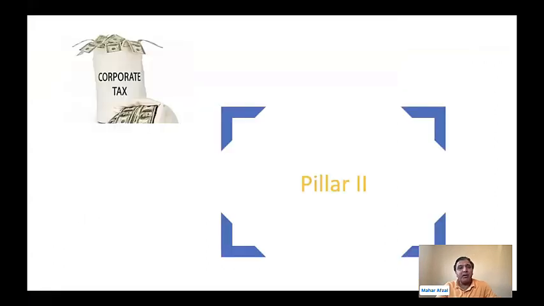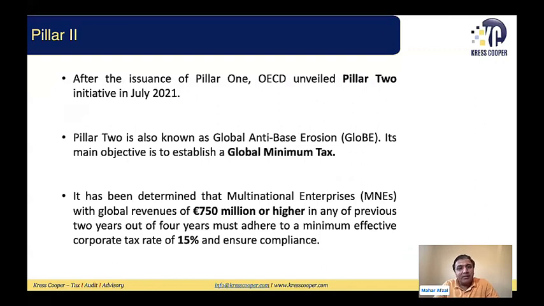Now the question is how pillar 2 works. This is another important question. This is the basic requirement as I mentioned. I already told you, if the multinational company's revenue in any 2 years out of the last 4 years is more than 750 million euros, then they need to apply pillar 2. And once they are applying pillar 2, they will be liable to pay minimum 15% on their overall income.